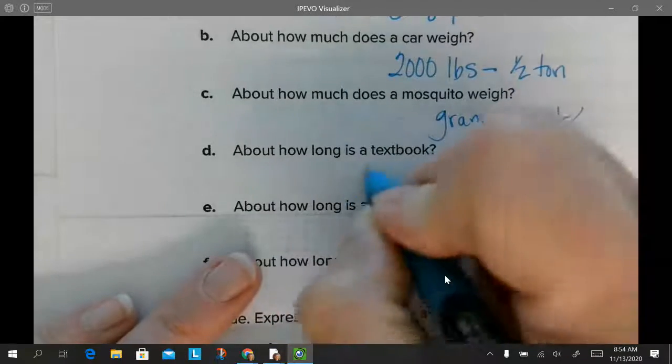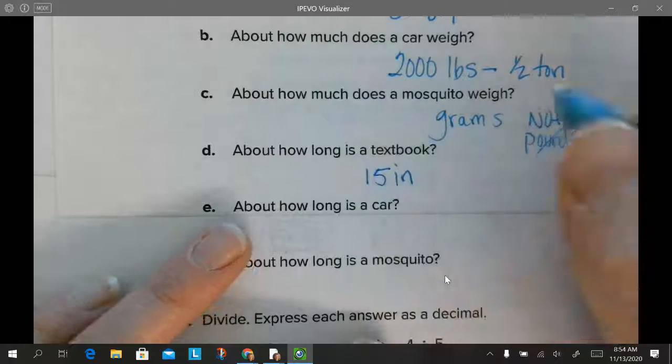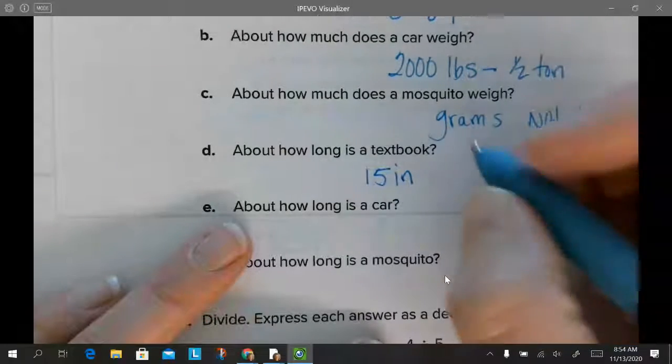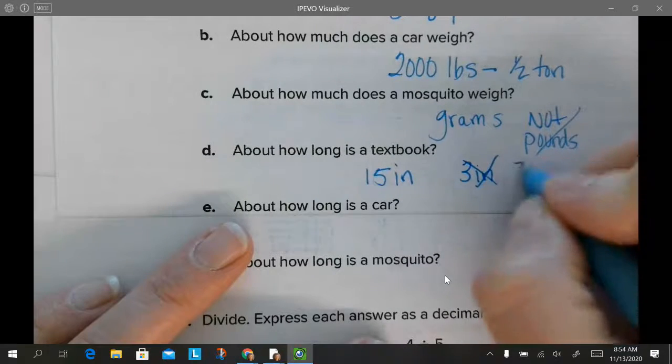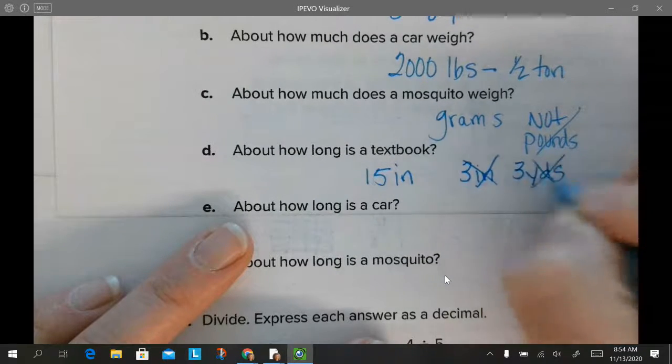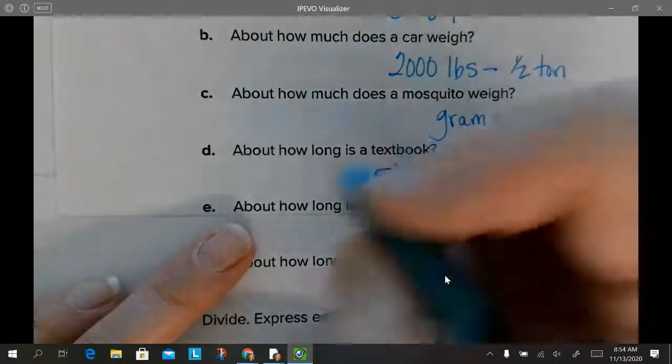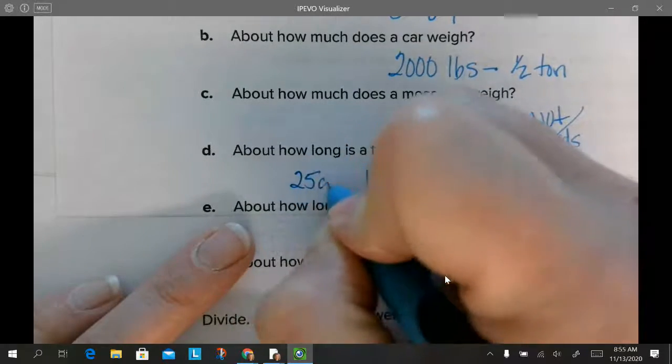All right, how long is a textbook? Well, it could be 15 inches. That's a fair estimate, or anything around there. It would not be 3 inches. That's way too small, and it would not be 3 yards. That's way too big. Okay, so something around 15 inches or maybe 25 centimeters.